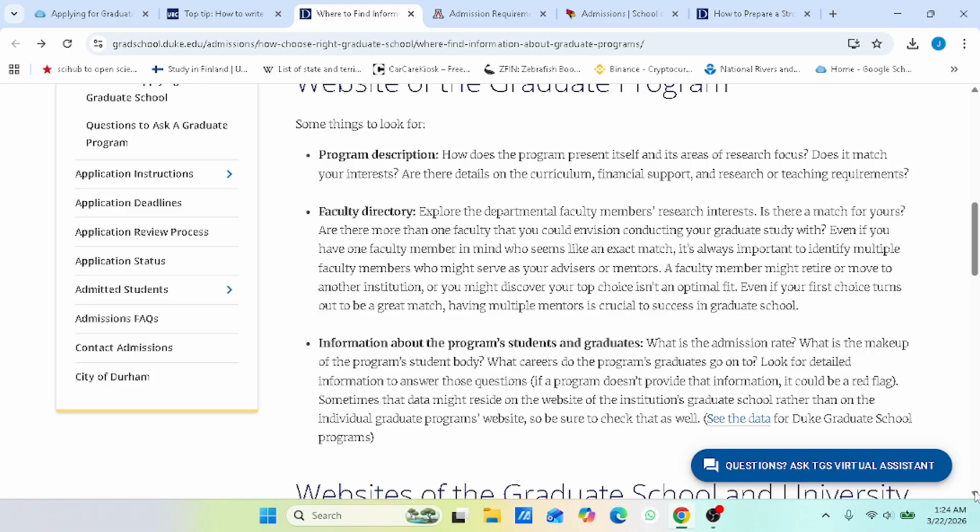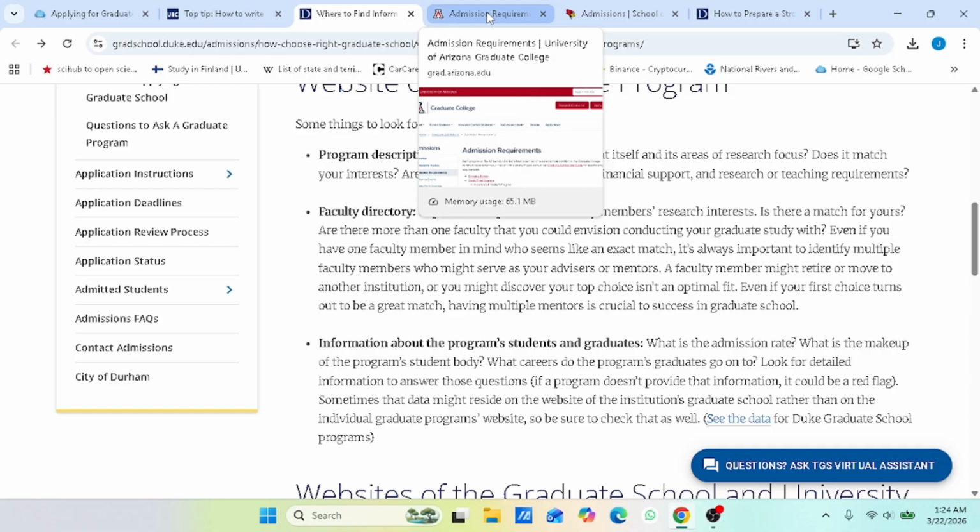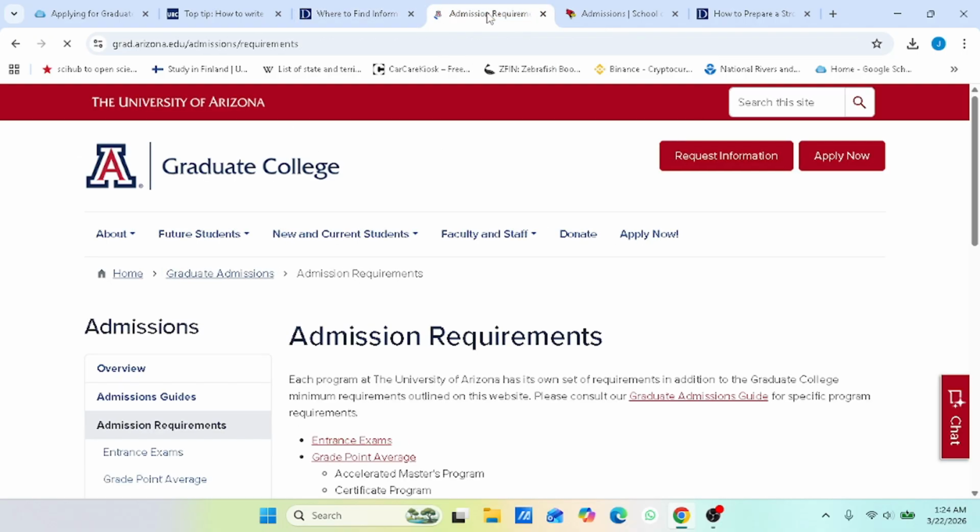Next, let us have a look at the information regarding admissions requirements. Where do we get this information regarding our program of choice? To answer that, I have this website from the University of Arizona in the US. You can see this is a graduate college website. That is a central website for all the departments in the university.